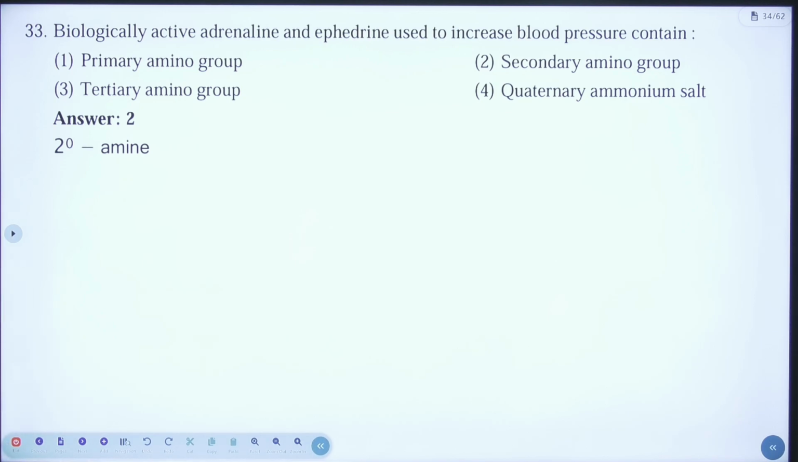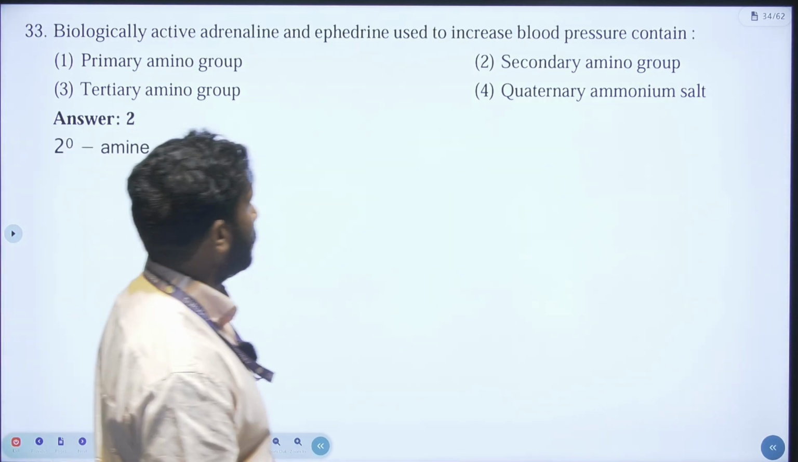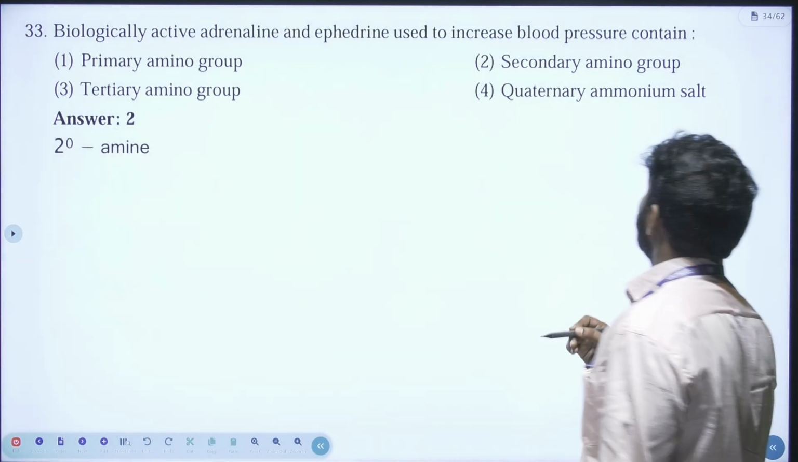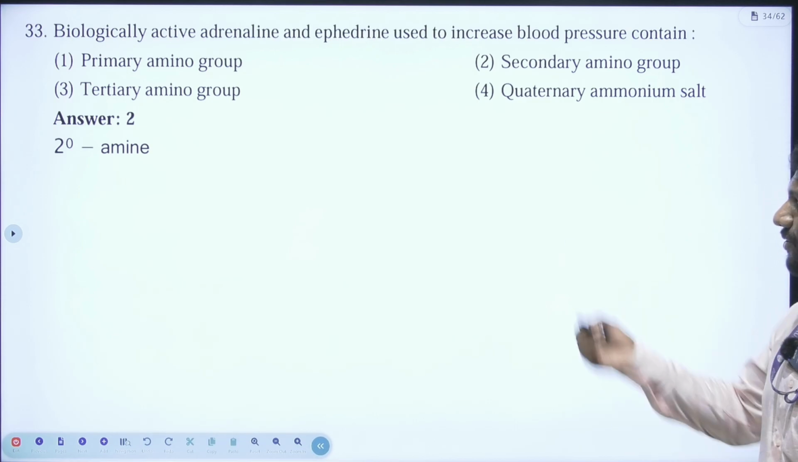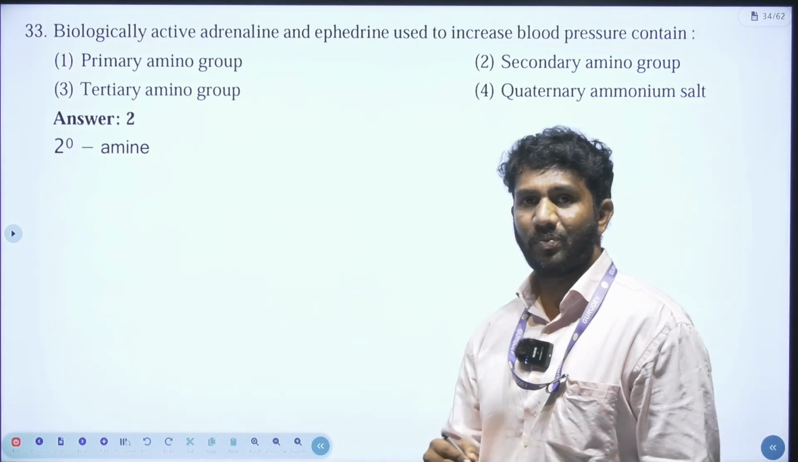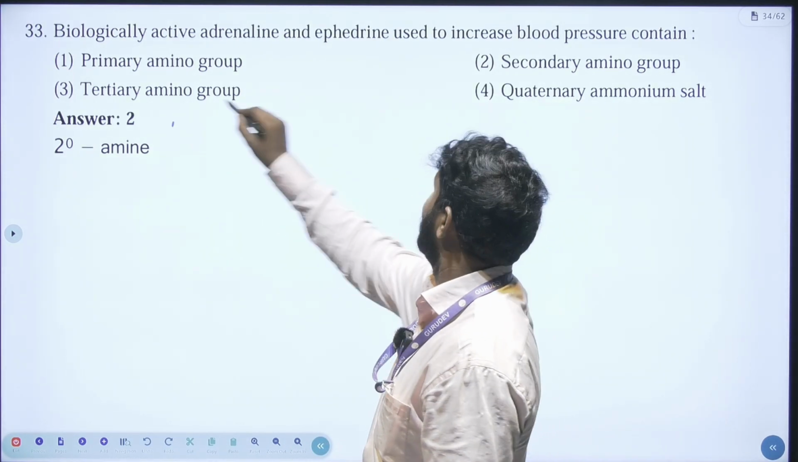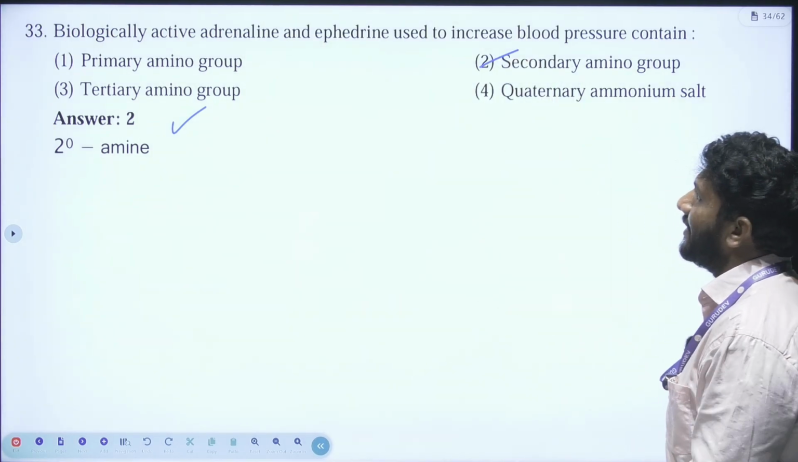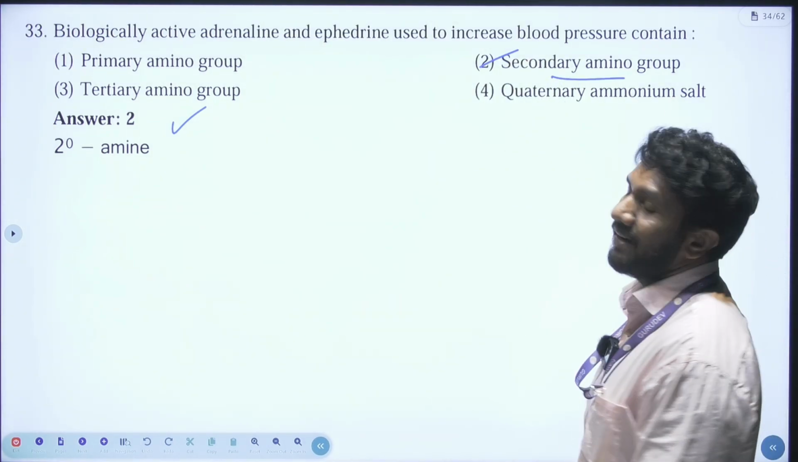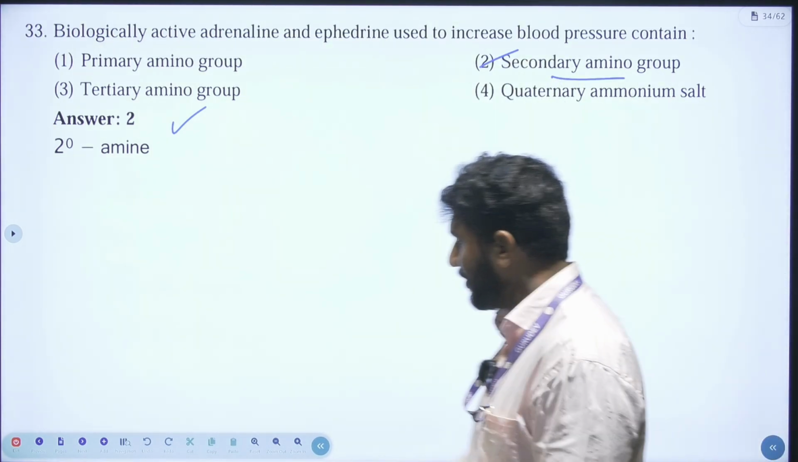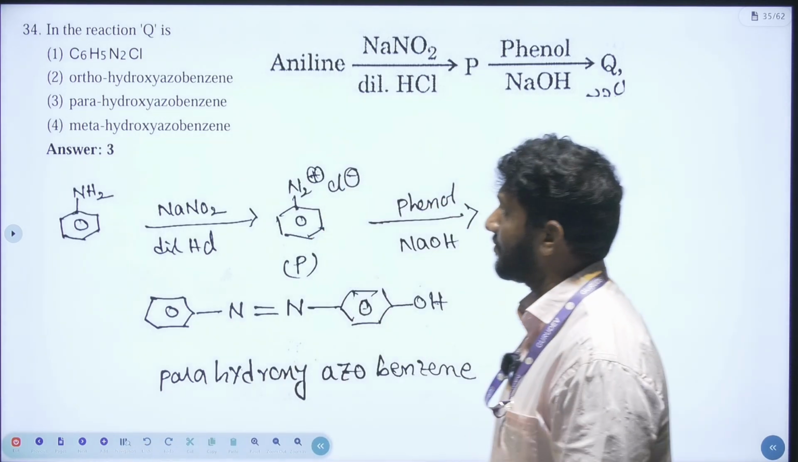Biologically active adrenaline and ephedrine are used to increase blood pressure. It contains... So this is a deleted portion topic. The answer for this question is the second option. Both adrenaline and ephedrine contain secondary amino groups. Okay, now we'll move on to the next question.